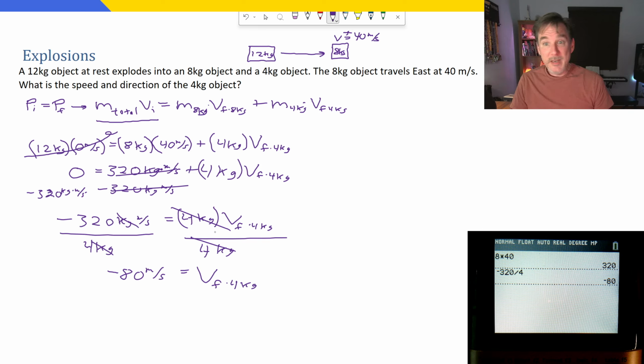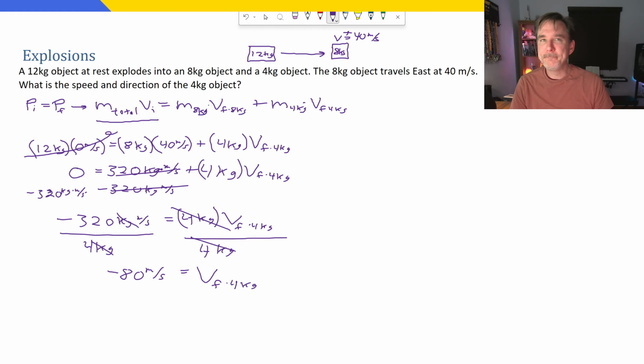Now negative 80, it's not asking for negatives, it's asking for the speed and direction. Nobody says negative speed, that's not really how you say it. So what does the negative mean? Well, since positive 40 meters per second was to the east, that means negative has to be to the west. So our answer is the final velocity of the 4 kilogram object is 80 meters per second to the west. Okay, I'm going to put a box around that.